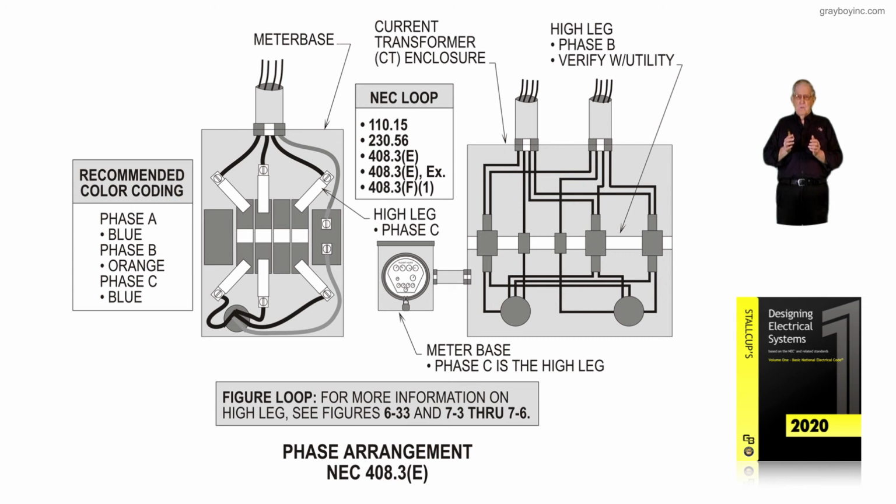And before you ever do that, make sure that you check with the authority having jurisdiction as well as the utility and see is that acceptable, or do they want the phase C, L3 leg always connected to the right in the metering process and procedure of the utility company. Now, NEC 408.3(E), along with figure 7-4, deals with the phase arrangement where metering of the utility is involved.